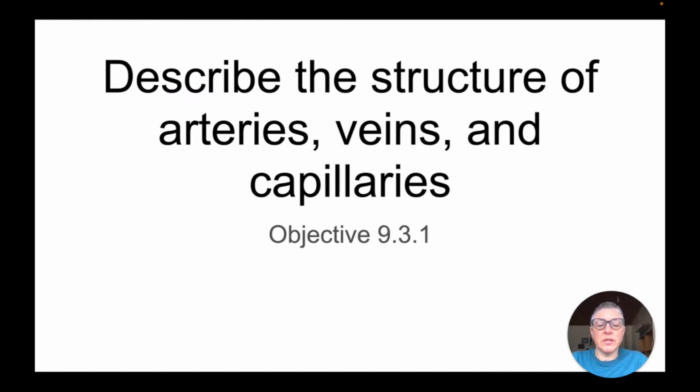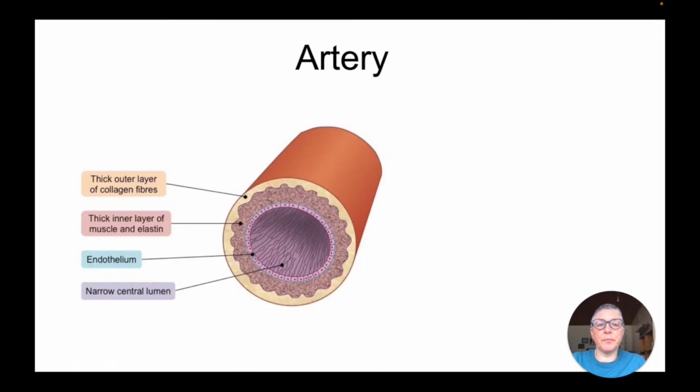This video covers the IGCSE Biology Objective 9.3.1 on the 2025 CAIE syllabus to describe the structure of arteries, veins, and capillaries. So let's start with an artery.